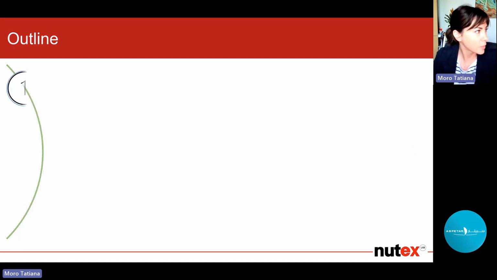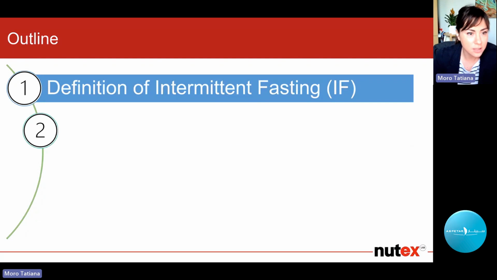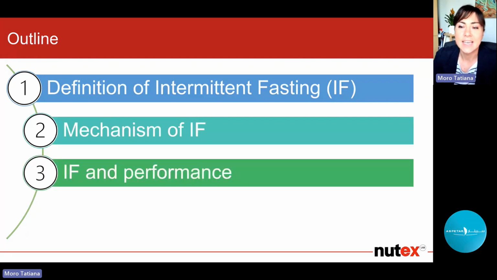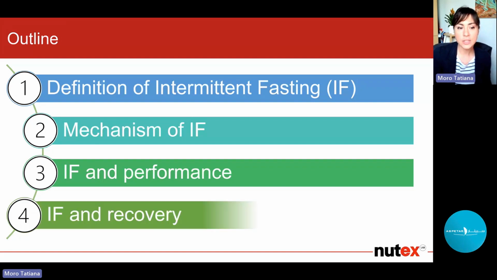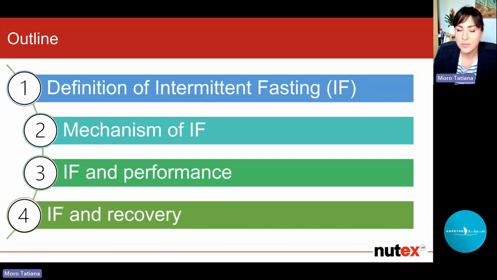fasting and performance. And at the end of the presentation, we will try to discuss also a little bit about intermittent fasting during recovery from injuries, which is a very interesting topic. We don't have so many data on this, actually no data at all, but we can try to make some suggestions based on what we know about intermittent fasting and injuries in general.